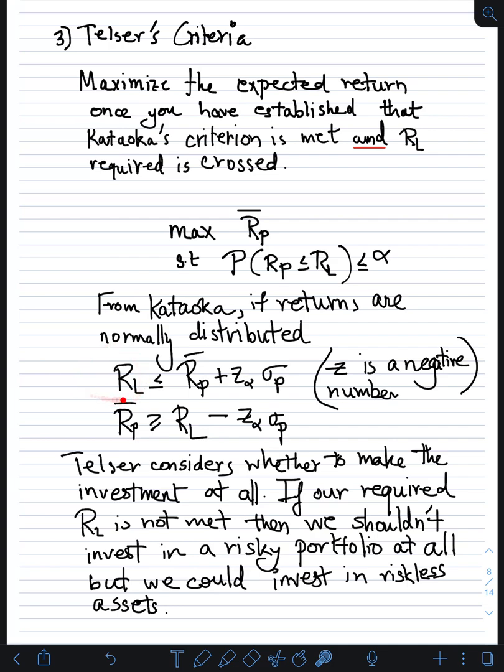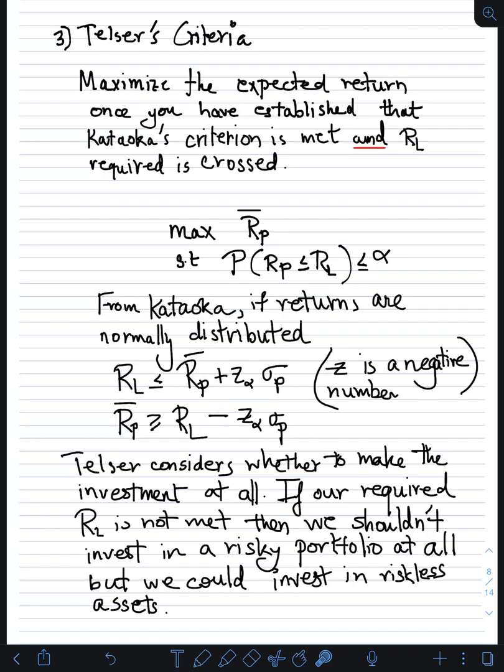So it's RL minus. And if this left-hand side is less than the RP, then that means RP is greater than the RL side. That's how the sign flips. RP bar is greater than RL minus Z sigma P. Once again, this Z is a minus number, it could be a minus 1.65. So that'll become a plus 1.65 times sigma P.